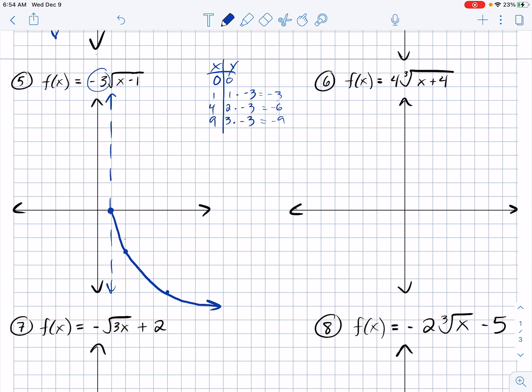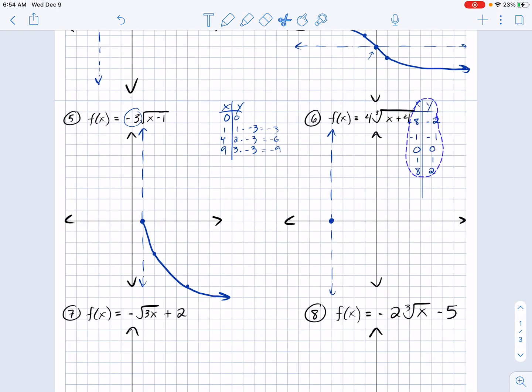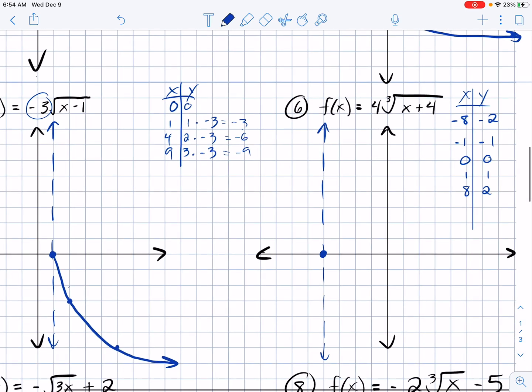For number 6, this was a shift left 4. It wasn't a shift up or down at all, so our starting point would be right here. And then all of the y's would need to be multiplied by 4, because that was a vertical stretch of 4. So times 4, times 4 gets us 8, 4, -4, and 8. We already have our 0, 0, so -8, +8.